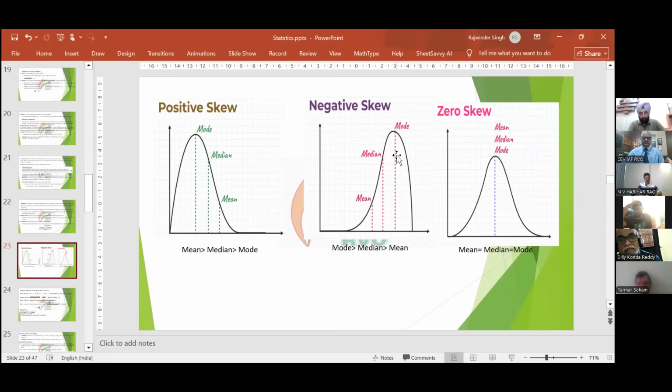And then this left side is fatter in negative skew. Here, mode is greater than median and median is greater than mean. You have to remember this. And in case of zero skewness, mean, mode, and median are all equal. So you must remember this for skewness. In positive skewness, mean is greater than median, greater than mode. Negative skew, mode is greater than median, greater than mean. And zero skew means mean, mode, and median are equal.